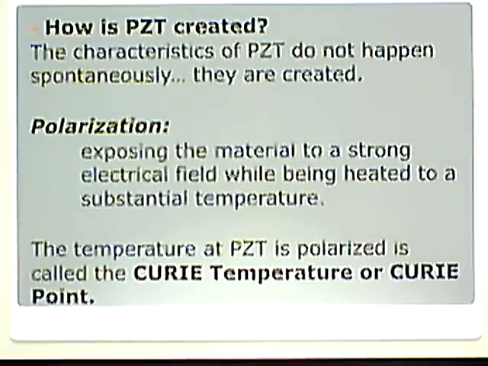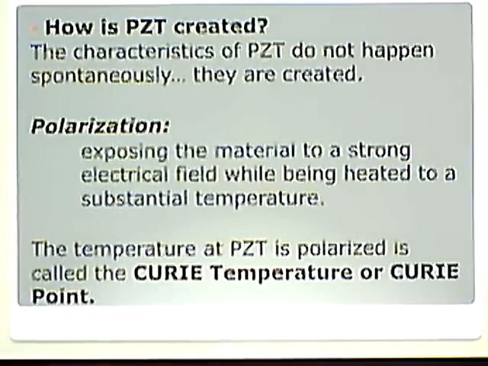How is PZT created? The characteristics of PZT don't just happen spontaneously. We have to make this material have those characteristics, to be able to do the things that it does, changing electrical into sound and sound into electrical energy. How do we do that? By polarization. We expose the material to a strong electrical field while being heated to a substantial temperature. So we put it in this big electrical field, and at the same time heat it to a super high temperature.